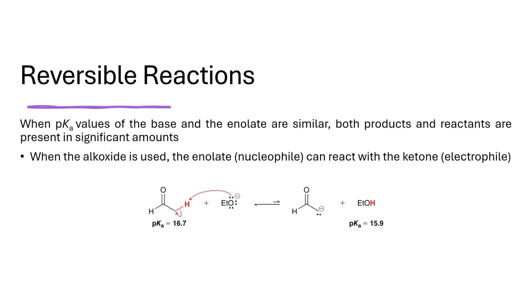Reversible reactions. When pKa values of a base and the enolate are similar, both products and reactants are going to be present in significant amounts. When the alkoxide is used, the enolate, which is the nucleophile, can react with the ketone, which is an electrophile, but this will be in equilibrium because the pKa's are extremely close.